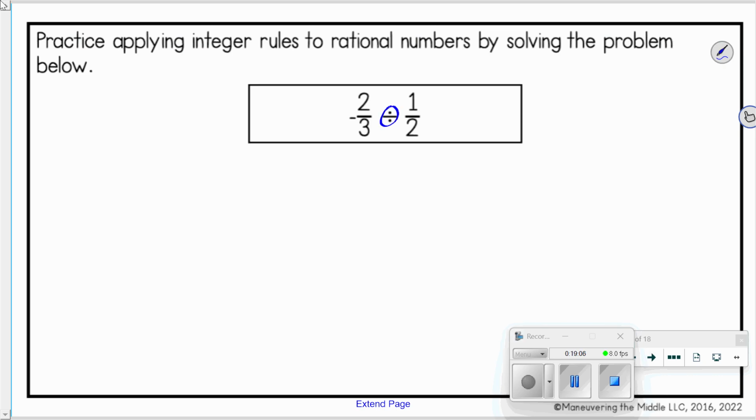Another division. So I have to do my keep, change, flip. Keep the negative thirds. Change. Flip it. 2/1. Now's where I look for reductions. If you try to reduce here, you're going to mess it up, guys. You cannot do that. So now I do 2 times 2 is 4. 3 times 1 is 3. I can further simplify that to make it 1 1/3. Negative and a positive. They're different. That means they hate each other. My answer is negative.